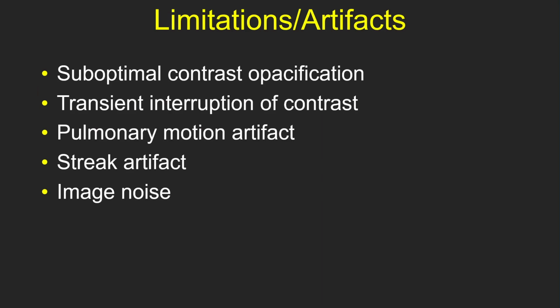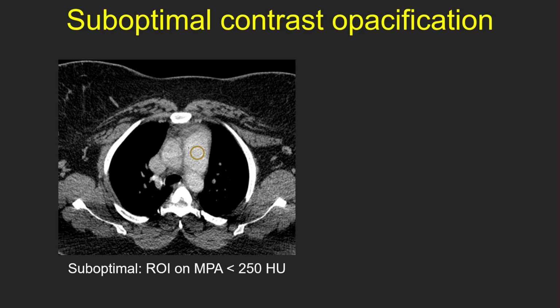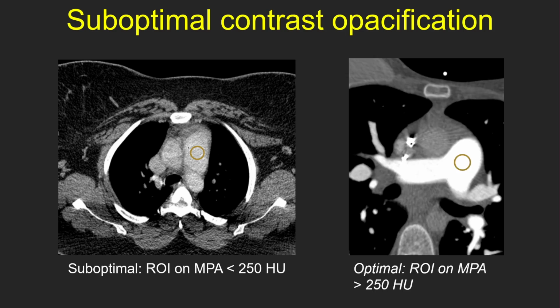Let's identify these limitations and artifacts first. Suboptimal contrast opacification, transient interruption of contrast, pulmonary motion artifact, streak artifact, and image noise. To problem solve for these, use an optimization technique checklist that we will discuss later. Suboptimal contrast opacification is when the ROI on the main PA is less than 250 Hounsfield units. This is different from an optimal example shown on the right.